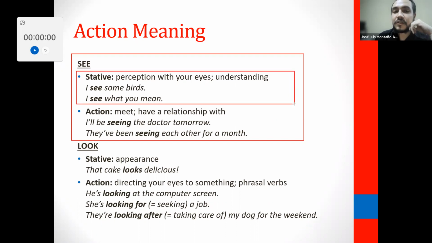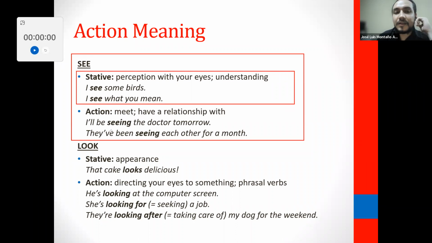So, again, non-action verbs, stative verbs, don't use ing with those meanings. I see some birds, correct. I am seeing some birds, in grammar, is not correct. I see what you mean, I understand what you mean, correct. I am seeing what you mean, incorrect. You don't say I'm seeing what you mean.